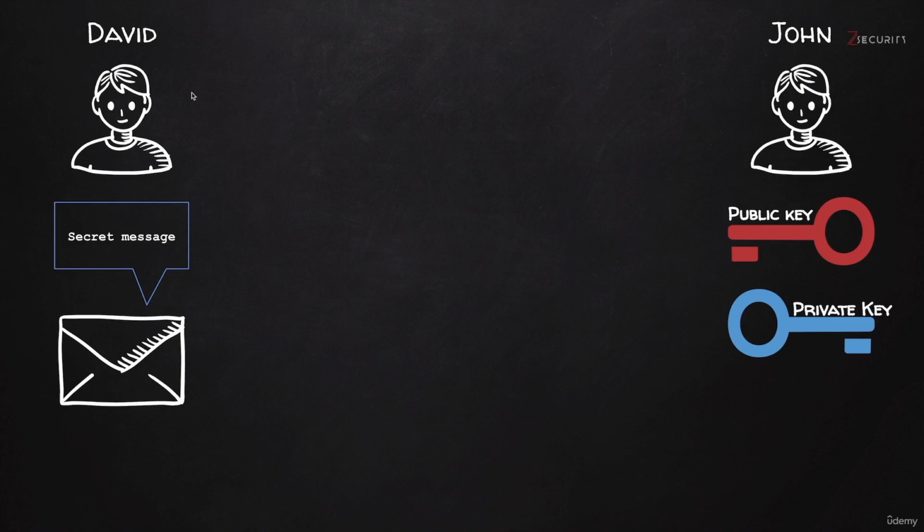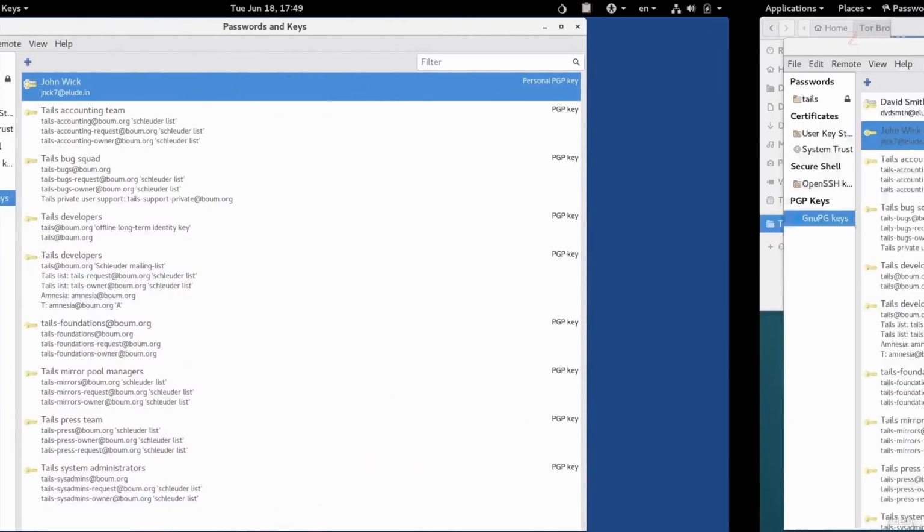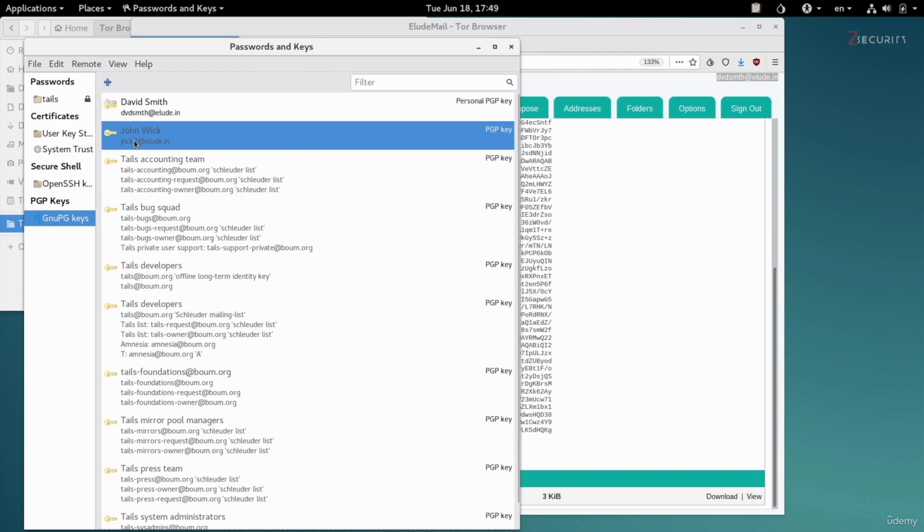Now, so far we have David who wants to send a secret message to John. To do this, John generated a key pair. John also sent the public key to David. David has downloaded the public key and imported it into his key ring. So if we go to David's computer right here, we can see he has John's public key.